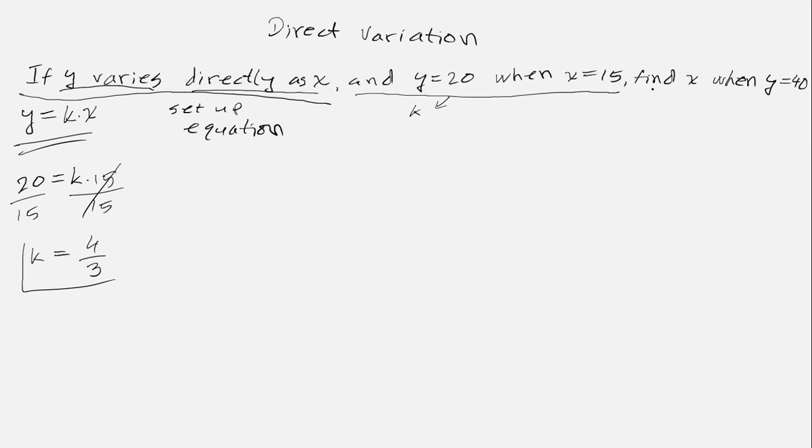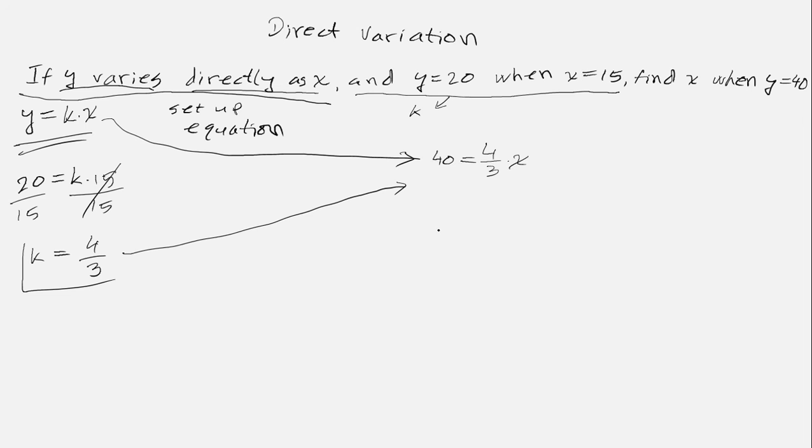Now, when we reach the word find in the problem, that means we are going to use our equation, and we are going to use our k that we just figured out. So here it says find x when y is equal to 40. So we go to the equation, replace the y with 40. So 40 equals. Next comes k, and k is 4 over 3, so we say 4 over 3. And then times x, which is what we are solving for.